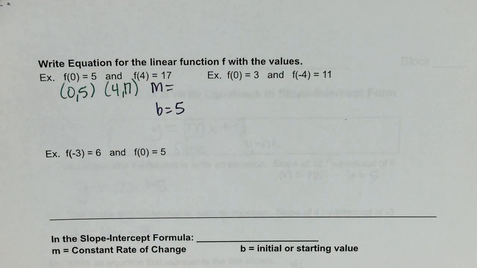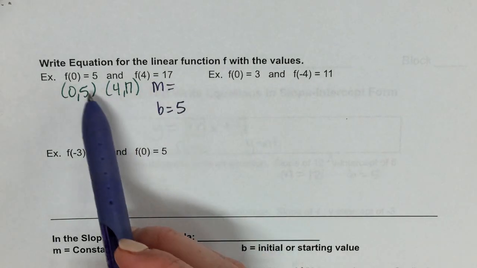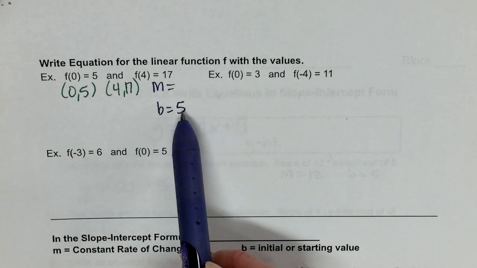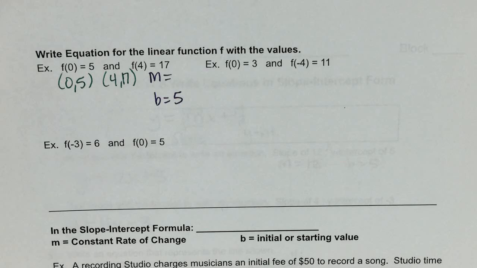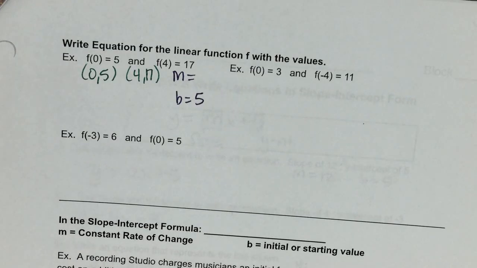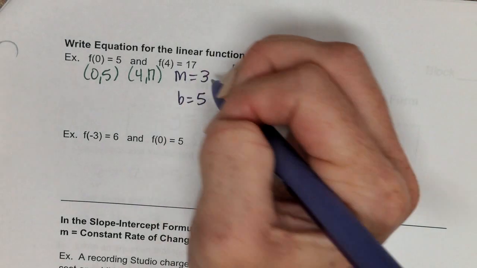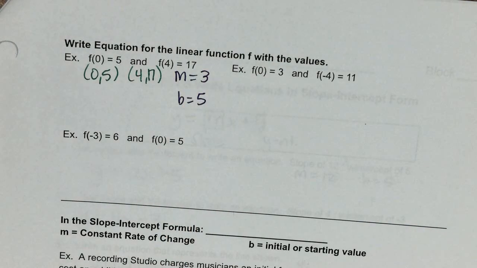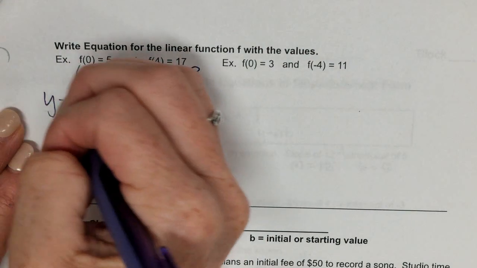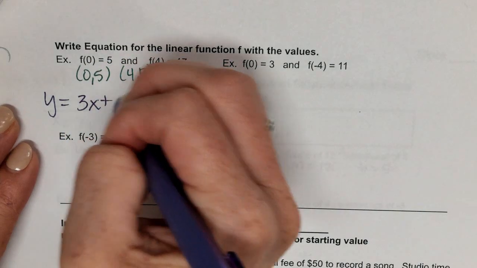So don't work yourself to death. If you see that they gave you the y-intercept, don't go solve for it. It's already there. You'll get the same answer. Like I could actually go solve for slope, plug one of these in, and I'm still going to get that the y-intercept is 5. Okay? All right, the slope is, let's see, y2, so 17, minus y1, which is 5, over 4 minus 0, which is what? 3. So my equation is y equals 3x plus 5.